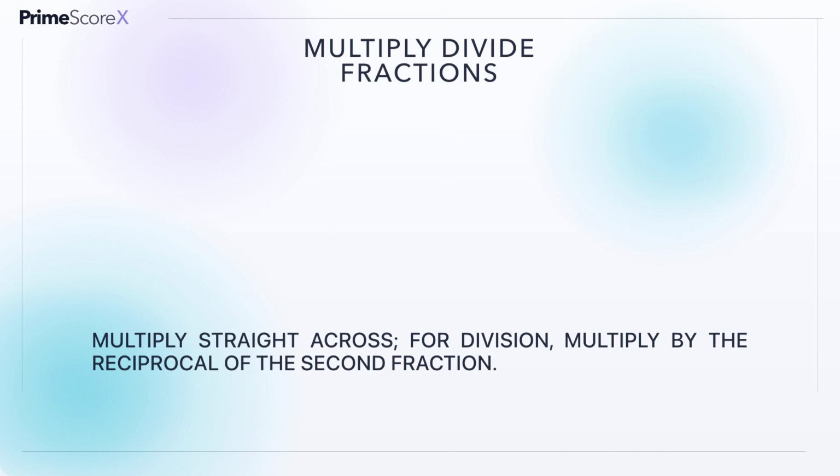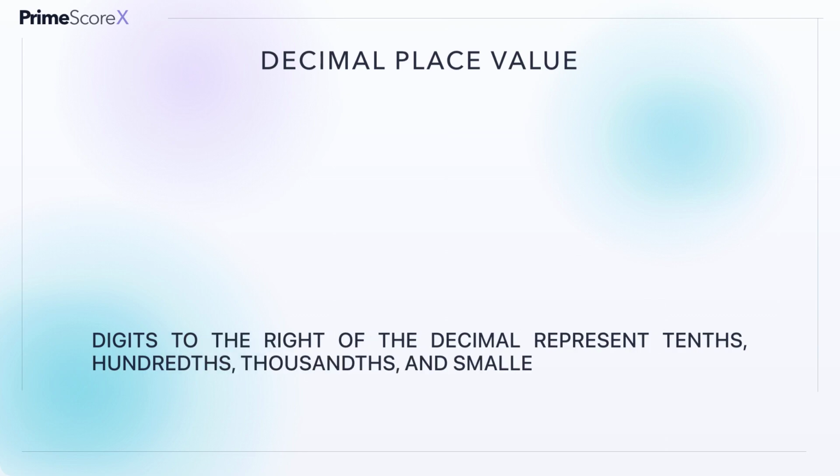To divide 2/3 by 4/5, keep 2/3. Change division to multiplication and flip 4/5 to 5/4. The result is 10/12 or 5/6. Cross-canceling common factors first can make the arithmetic easier.